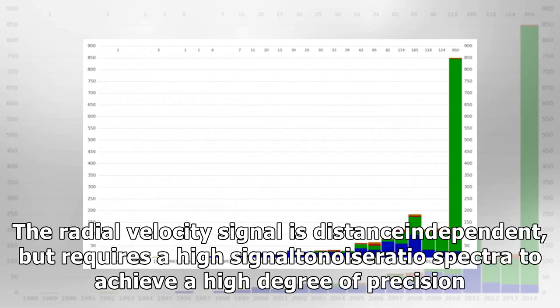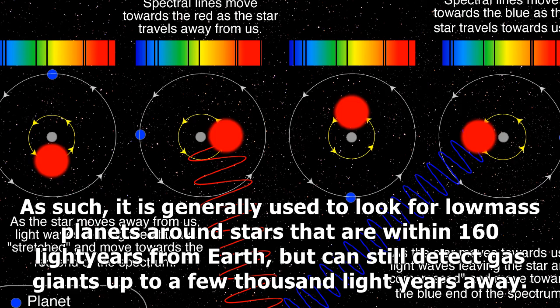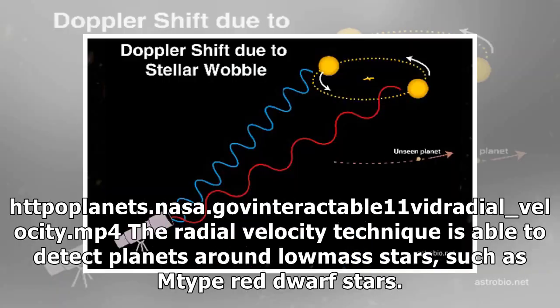The radial velocity signal is distance independent, but requires a high signal-to-noise ratio spectra to achieve a high degree of precision. As such, it is generally used to look for low-mass planets around stars that are within 160 light-years from Earth, but can still detect gas giants up to a few thousand light-years away.